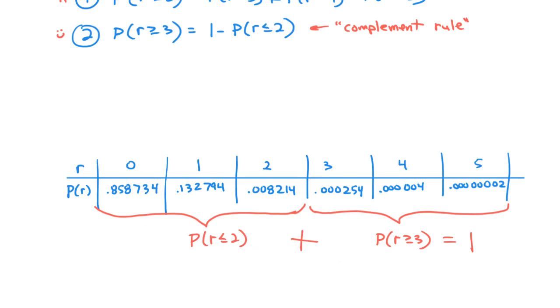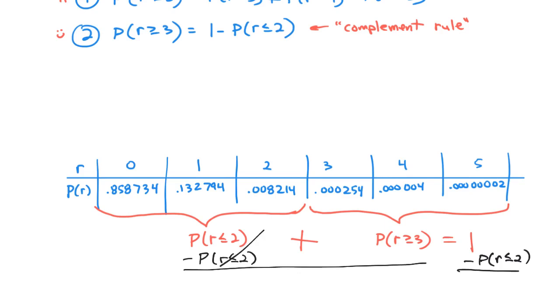Well, can't I just subtract this from each side? I think in algebra you would have said, okay, I'm going to subtract this from each side of the equation. That goes away, and I get the probability that r is greater than or equal to 3 is 1 minus the probability that r is less than or equal to 2. And this is the complement rule.